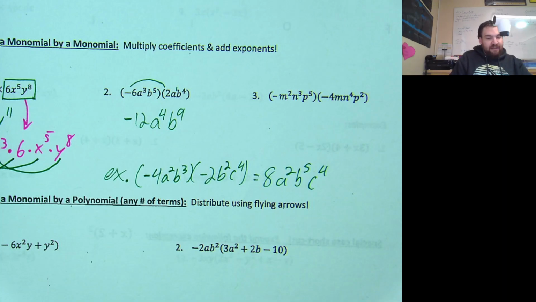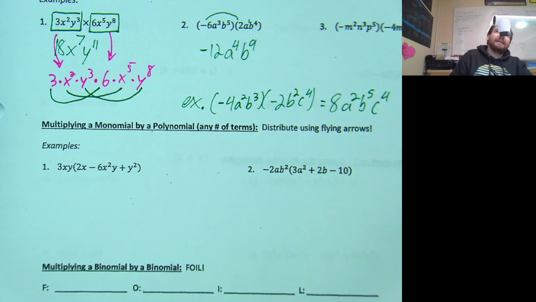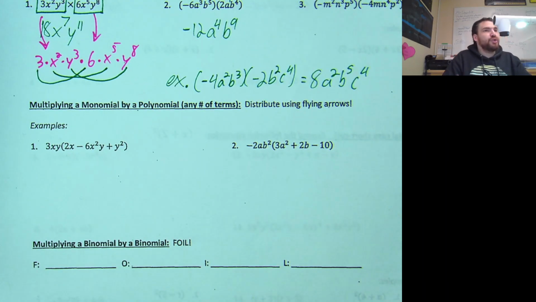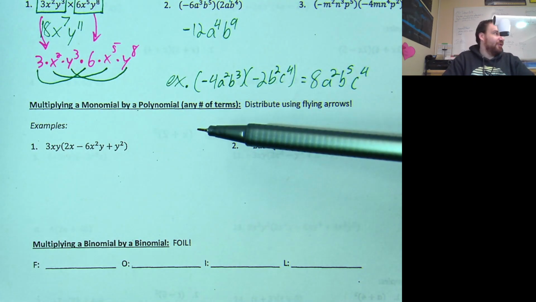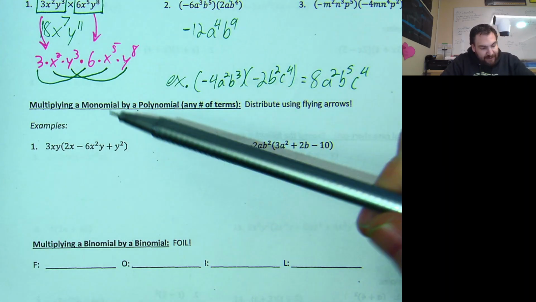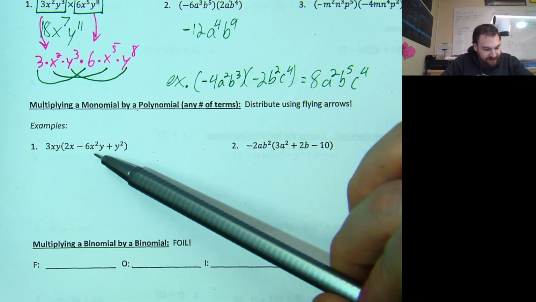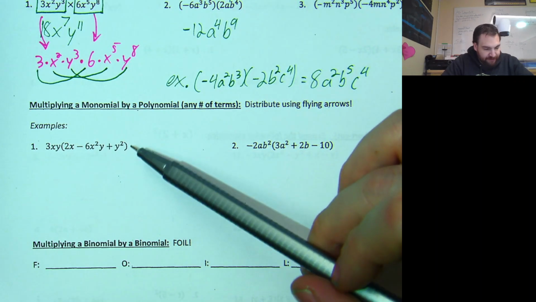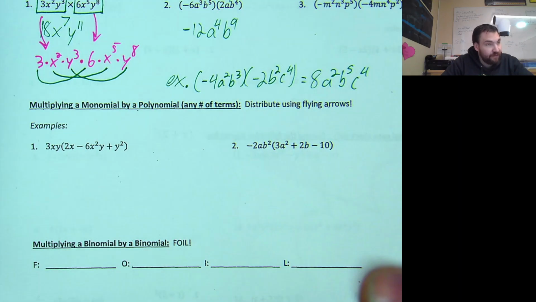Where things get a little bit wild and wacky is when we start multiplying larger polynomials together. That was a monomial times a monomial. Now we're going to do a monomial times a polynomial, and then we're going to do polynomials times polynomials. It's going to be great. So, if I've got something like this, 3xy bracket 2x minus 6x squared y plus y squared in brackets, what do you think we might do with something like this?